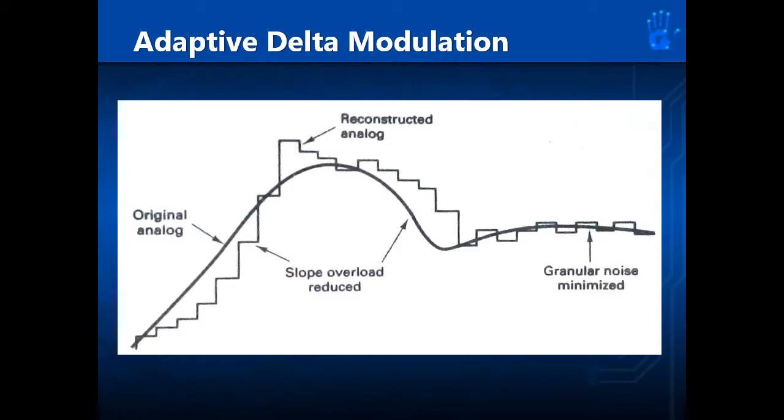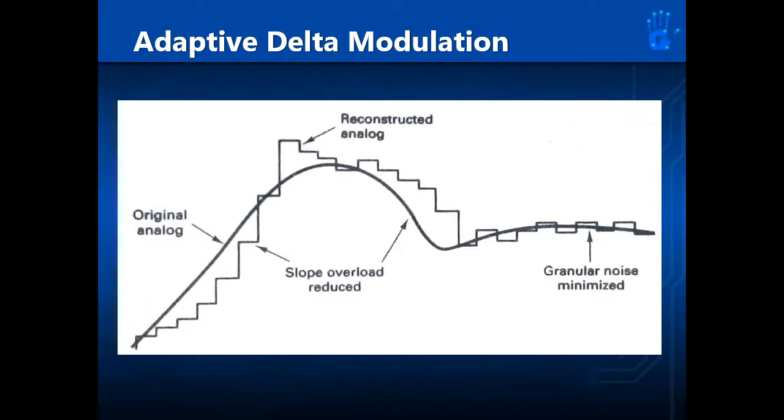So what the adaptive delta modulation does is it increases the step size when it detects a continuous string of ones. If you can remember, delta modulation produces a bit of 1 if the next step is higher in amplitude than the previous step. So continuous bits of 1 means that there is a slope overload occurring. So when it increases its step size, it lessens the probability of slope overload.